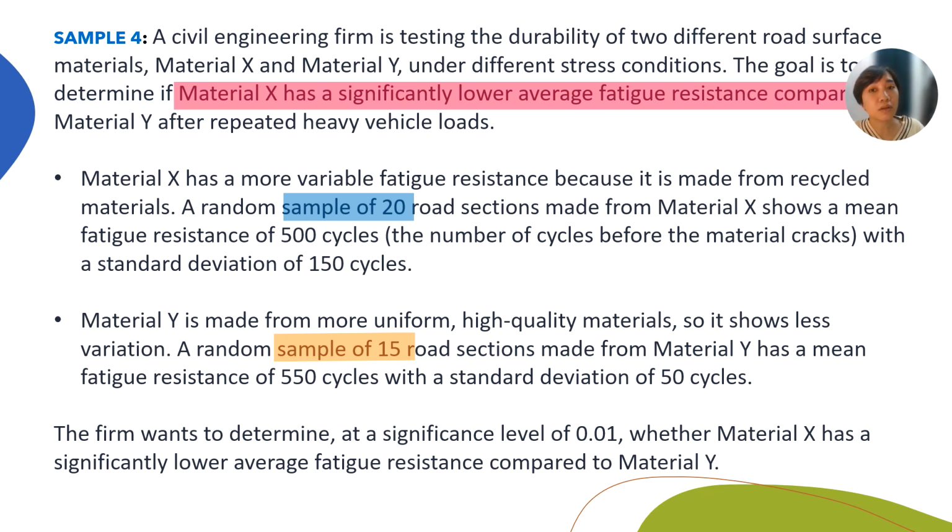Okay, what does all of that mean? In this specific scenario, distinguishing their difference is important. So we assign this as a separate variance t-test. Also notice that their standard deviations are very different. For material X, which is made from recycled materials, the standard deviation is 150. While in material Y, the standard deviation is only 50.